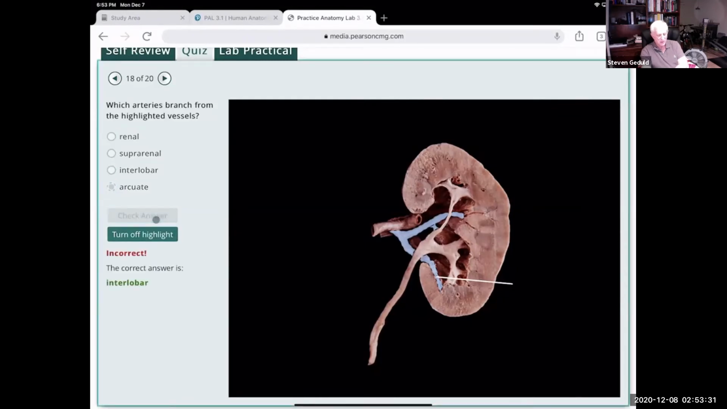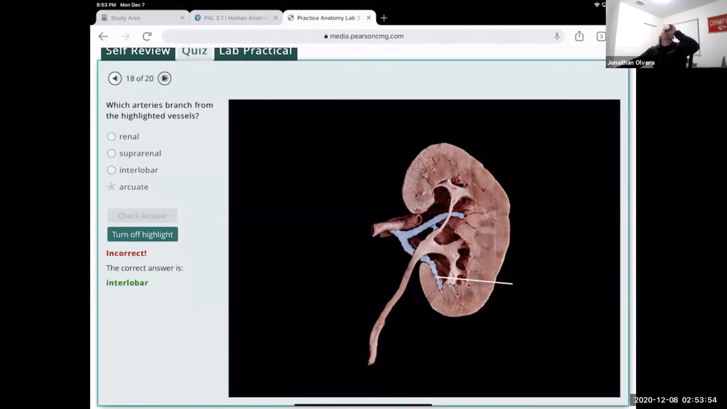Well, interlobular. The question's worded, which arteries branch from the highlighted vessel? Because here's your renal artery, and this is your interlobular artery. So it's worded funny. These are the interlobular arteries that branch from the renal artery. Yeah, I don't like it, the question's worded weird. I wouldn't count that question.